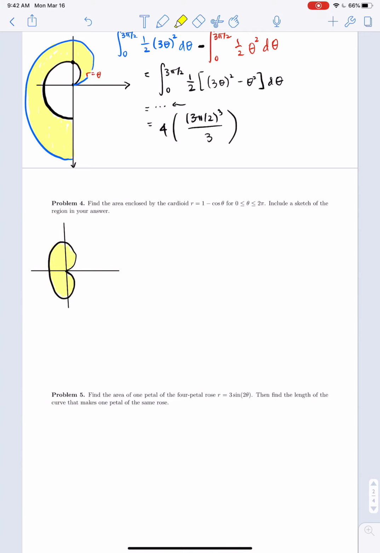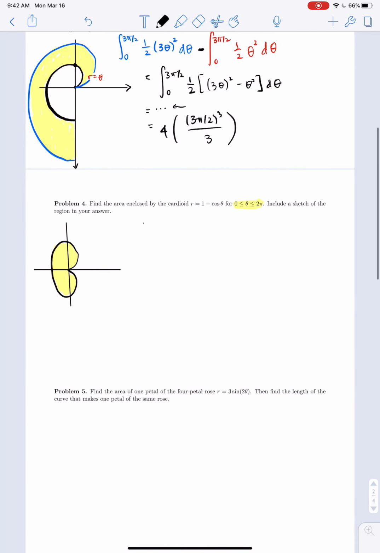Okay, so what we're really looking at, because we're looking at the area where theta ranges between 0 and 2 pi, is the entire yellow region I just highlighted. So setting up your integral, your limits would be from 0 to 2 pi, 1/2.